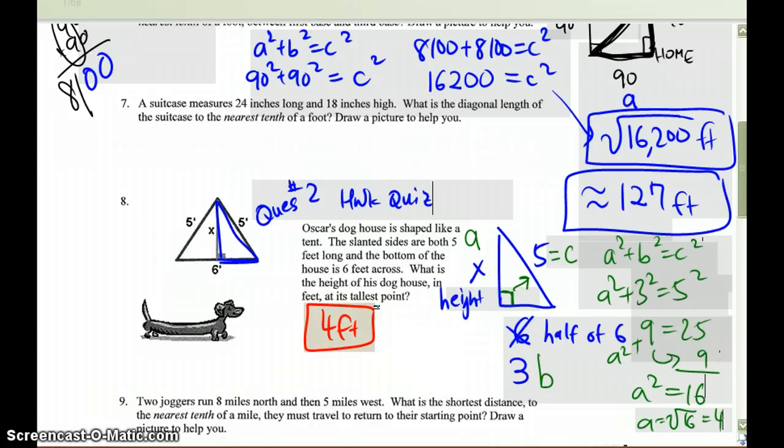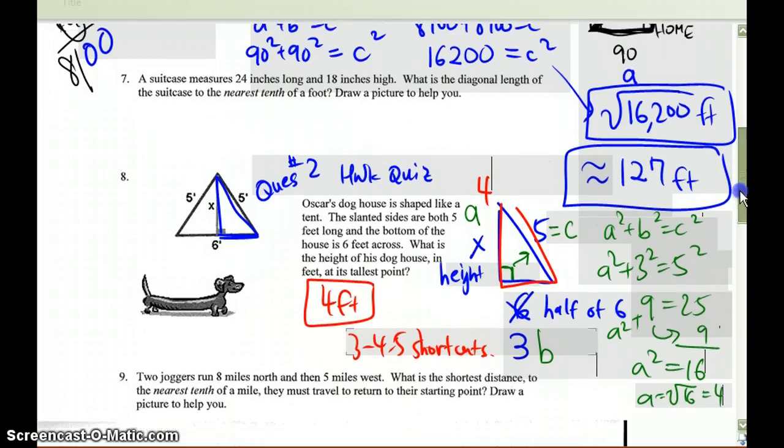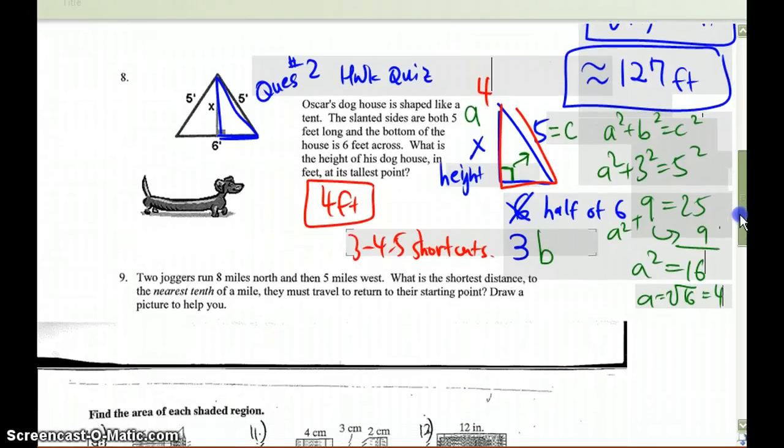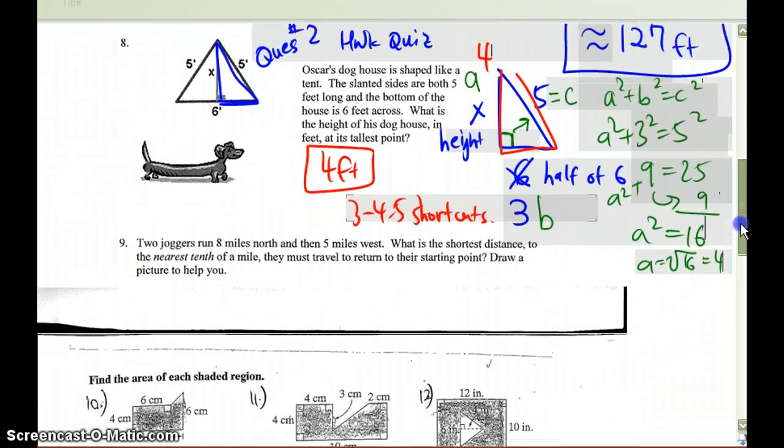That's the final answer. But here you'll see the triangle 3, 4, 5. That's the shortcut, the 3, 4, 5 shortcut. We call it the Pythagorean triples. So 4 feet is the height of the dog's house. Okay, I'm going to turn to the back side.